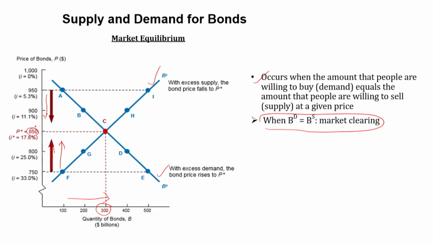From this you can also see the corresponding rate of interest, which is 17.6%. So what if the bond demand is greater than bond supply?